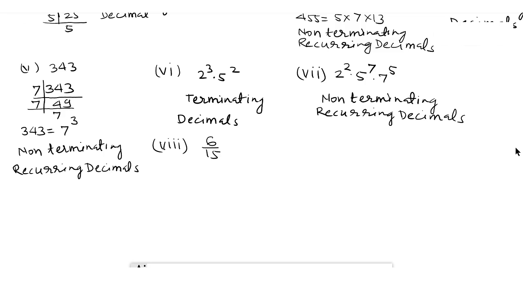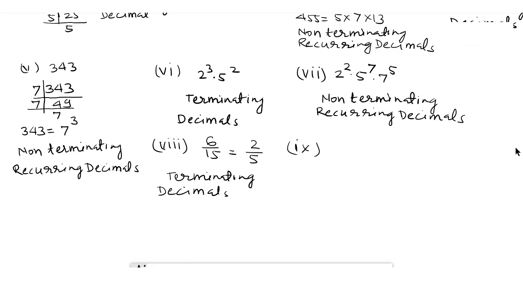8th question is 6 upon 15. Here the denominator is 15 and the numerator is 6. But this is divisible by 3. This gives us 2 upon 5. Now the denominator is 5. Hence this is terminating decimal.